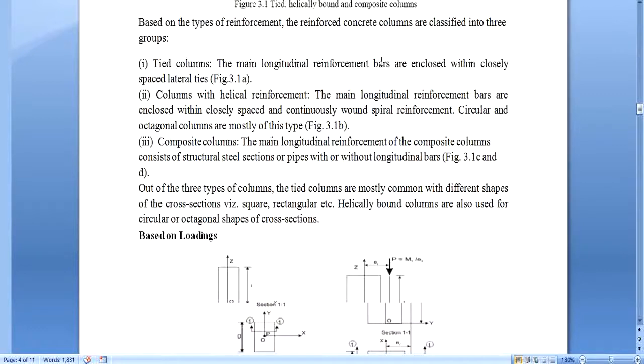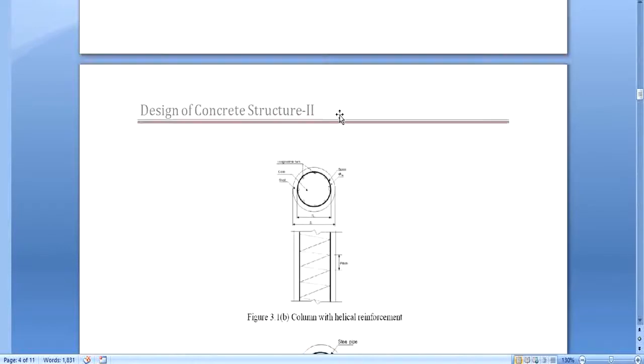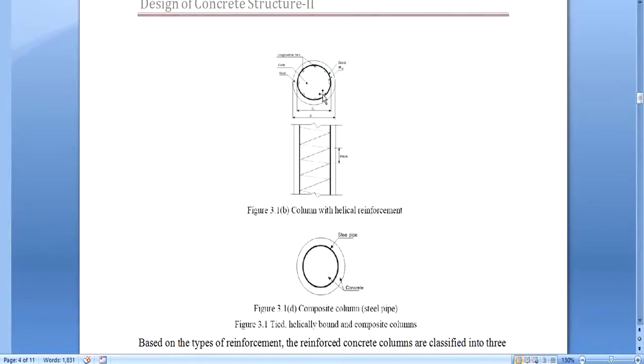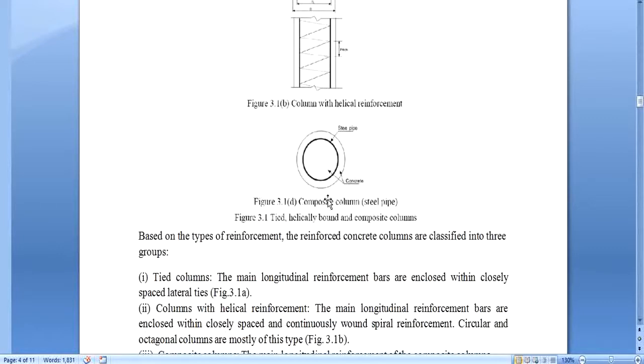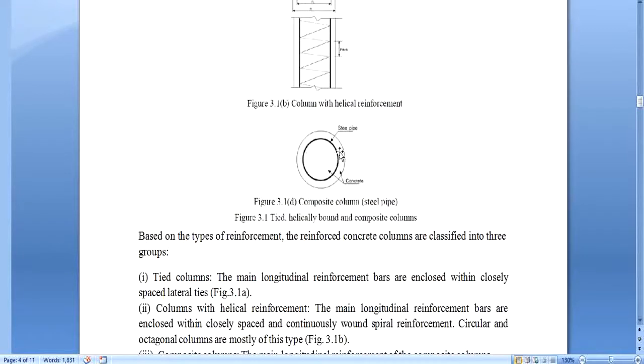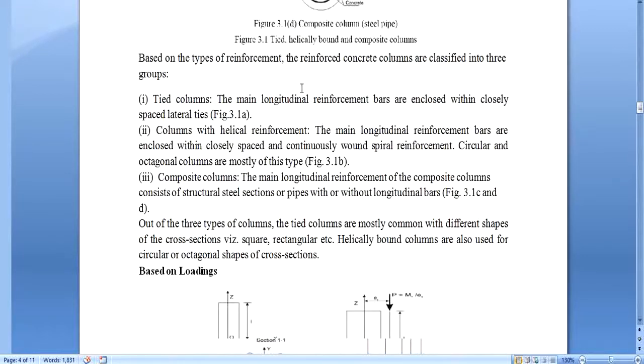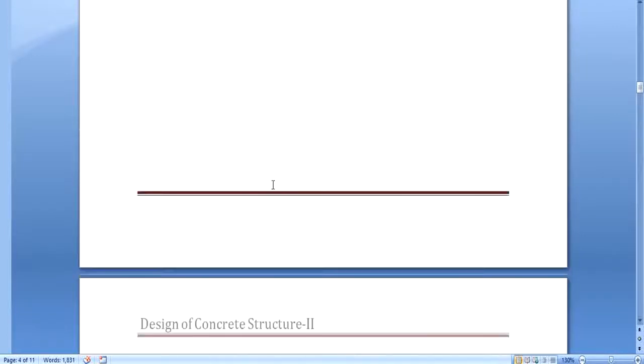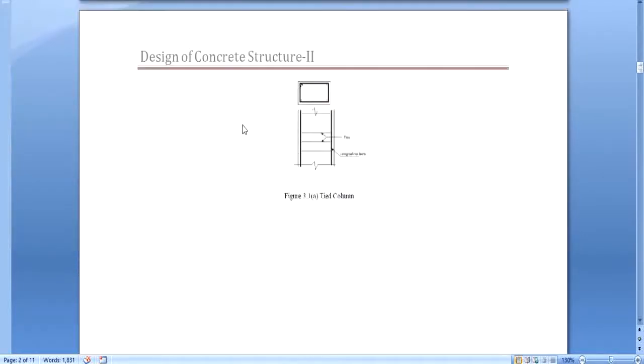Tied column, the main longitudinal reinforcement bars are enclosed closely with spaced lateral ties. So columns with helical reinforcement, main longitudinal reinforcement. So what are these longitudinal reinforcement? Those are vertical reinforcement. It is shown over here, dark line. These are longitudinal reinforcement. Okay, y-axis reinforcement I can call. Composite columns, the main longitudinal reinforcement of composite column consists of structural steel sections or pipes. You can see structural steel or pipes are embedded in the concrete. So those are called as composite columns. So this is based on the type of reinforcement.